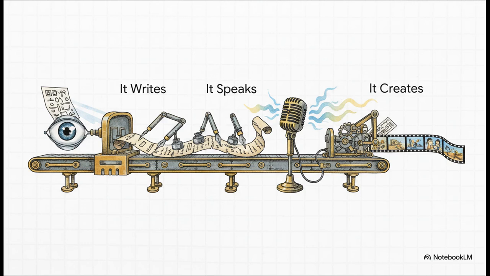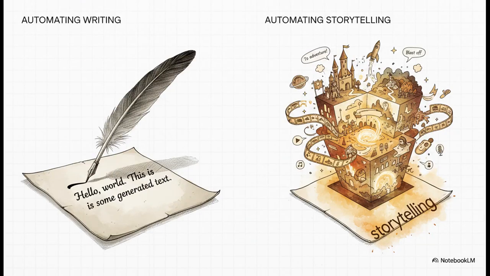I mean, think about the whole workflow. The AI can read and understand your original document. It can write a compelling script from it. It can speak that script in a human-like voice. And then it can create a finished video with visuals to match. It's handling the entire creative process, from beginning to end. This changes everything. We're not just automating the act of writing anymore. With tools like this, we are starting to automate storytelling itself.